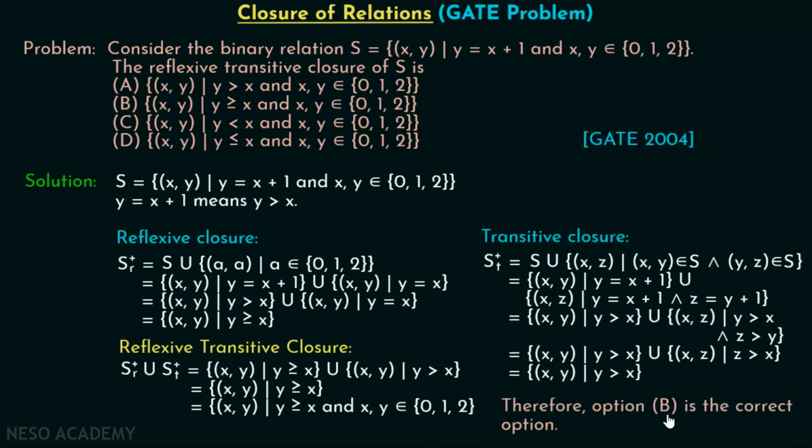Okay. Therefore, option B is obviously the correct option. This option is the correct option, right? So for this problem, option B is the correct option.